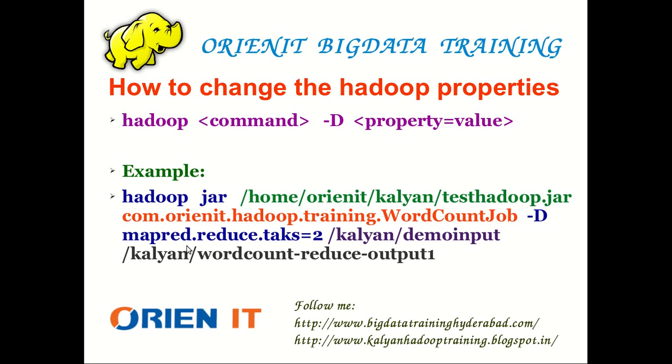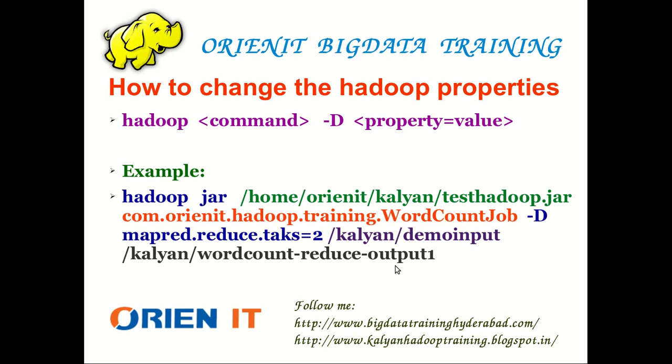By default, the number of reducers for the wordcount job, maybe we are setting it like 1. I want to change it to 2. So how to do that? First let me execute the 1 part, then we'll go for the 2 also. And here I'll be providing the input and output.